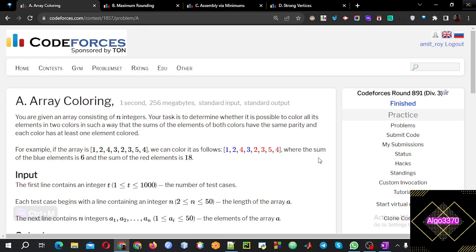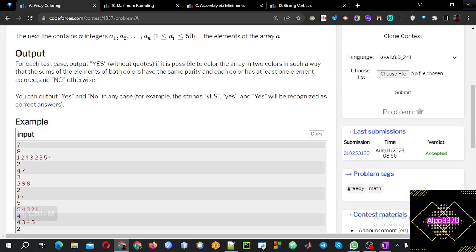Today we will discuss the latest Codeforces Round 891, Div. 3, problems A to G. Before I start the discussion, I am assuming that all of you have read the problem statements very clearly on your own responsibility. I will just start with the main graphic view of every problem. What is our first problem? A, Array Coloring.